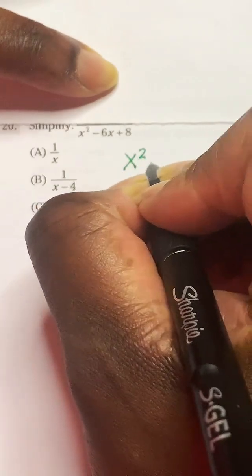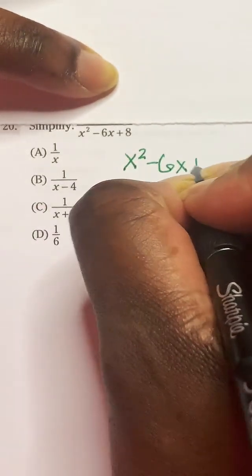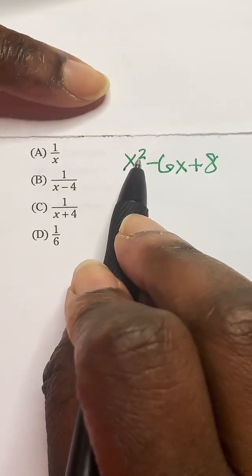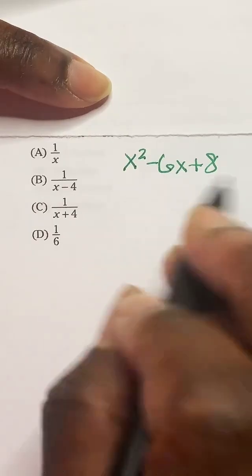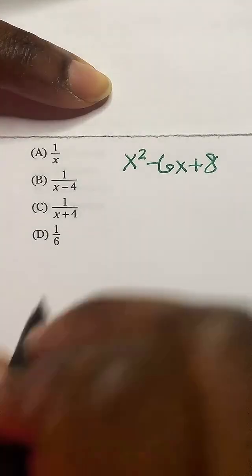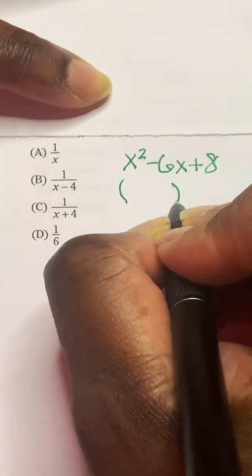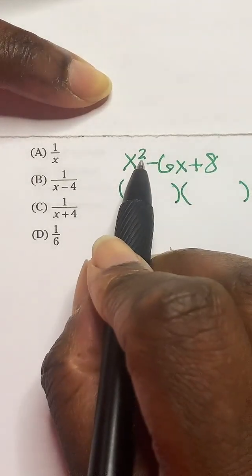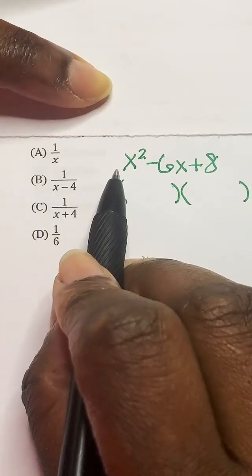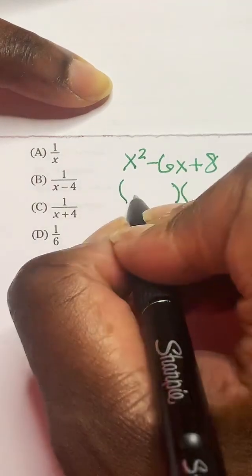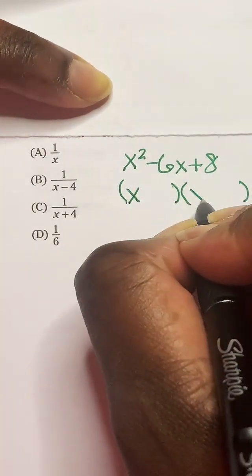Just focus on that. So if we have x squared minus 6x plus 8, anytime your highest degree, your exponent, is a 2, that should be the trigger, click, that you're going to be doing factoring. Now, when I factor, I'm going to split into 2 parentheses. So my highest degree is a 2. The coefficient, which is the number in front of that x squared, is a 1. So when I see a 1, I immediately split.